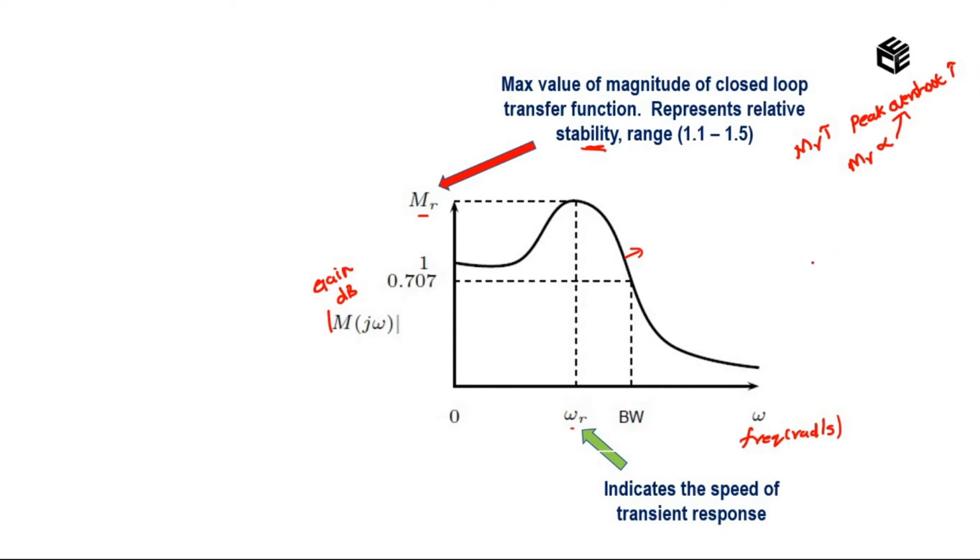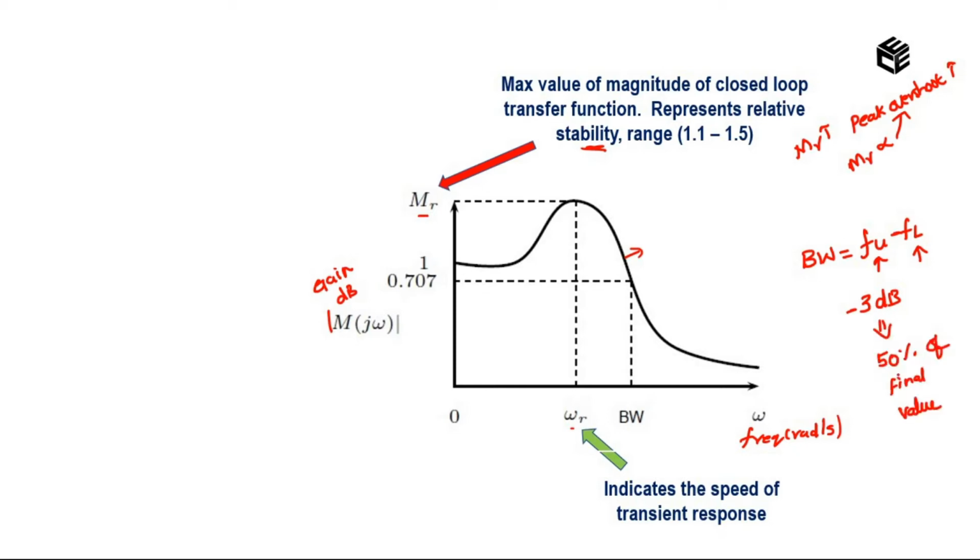Next is bandwidth. What is the basic definition of bandwidth? Bandwidth is the difference between the upper cutoff frequency and the lower cutoff frequency. In order to find the upper cutoff frequency and lower cutoff frequency, we need a cutoff rate, correct? We are going to consider the cutoff rate to be minus 3 dB. Why are we considering this minus 3 dB as the cutoff rate?